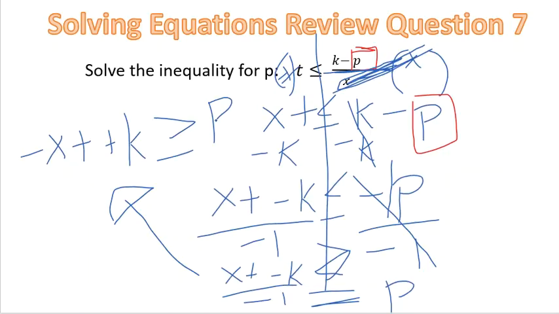So that one's a little bit messy. Just make sure that when you divide by a negative or multiply by a negative, we flip our sign.